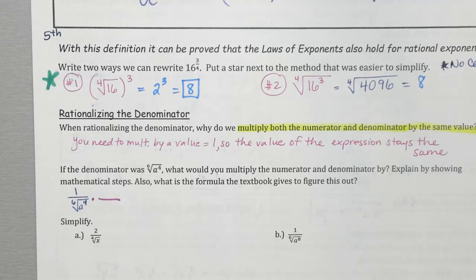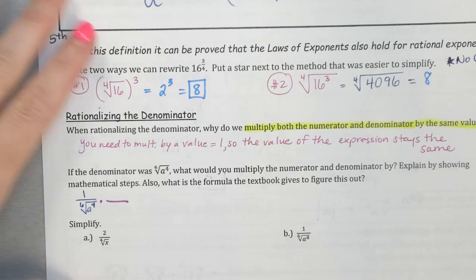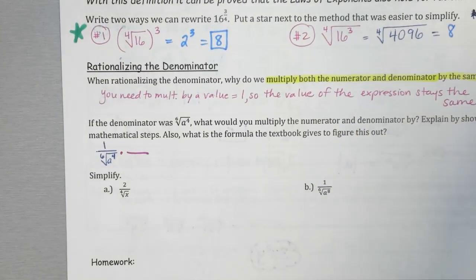Okay, so when you are rationalizing the denominator, remember we talked about the other day, there's rational numbers and irrational numbers. When you're rationalizing it, you're taking something that's irrational, this square root, and you're making it rational. That's where the name comes from. Okay, so we're going to multiply by, what did you guys come up with?